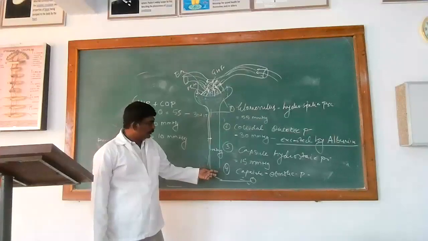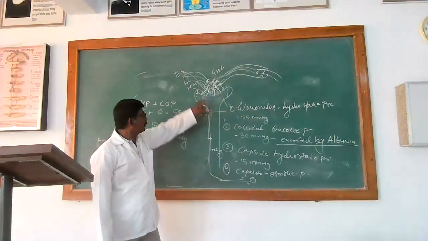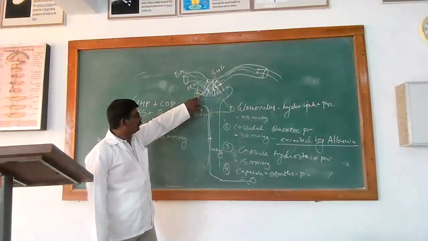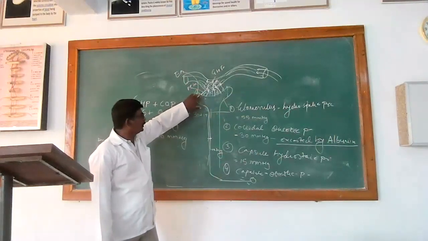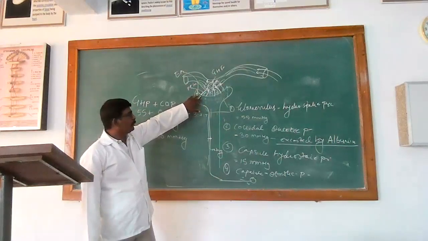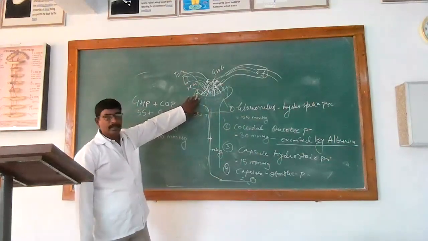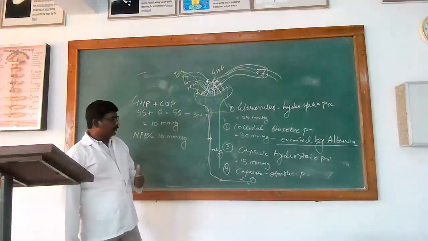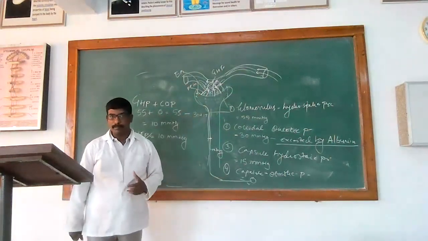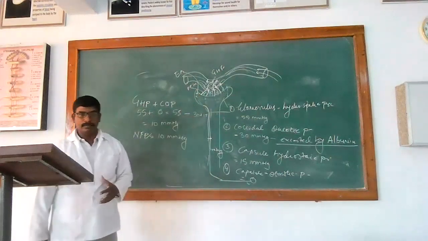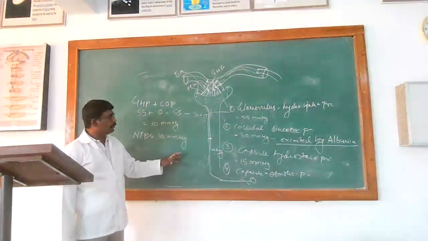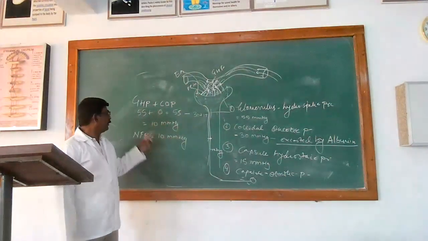Number four is the capsule oncotic pressure. Here at the end, the pressure is less. When the fluid gets filtered from the glomerulus, the pressure is very less. It is 0. So we find out the net filtration pressure, which is directly proportional to the GFR. So these are the four pressures which affect the GFR.